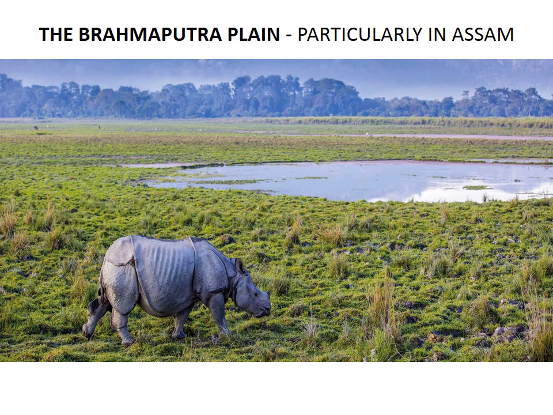We now move to the Brahmaputra plain. This is a region which is predominantly in Assam. Parts of Arunachal Pradesh are also a part of this plain.